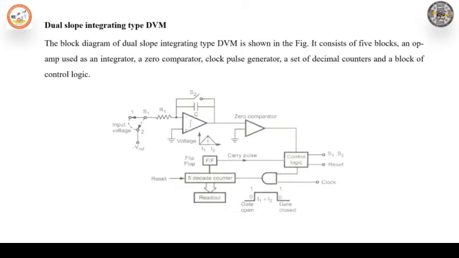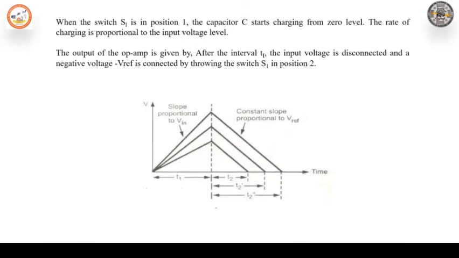The basic principle of this method is actually shown in this slide. At the start of the measurement, the counter is reset to 0. The output of the flip-flop is also 0. This is given to the control logic. The control logic sends a signal to close the electronic switch to position 1 and integration of the input voltage starts. It continues till the time period T1.